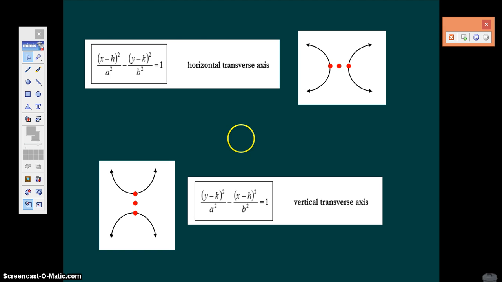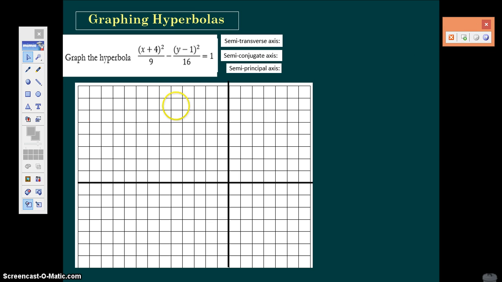Very important to remember here is that whichever is the positive term will have under it the square of the length of the semi-transverse axis, A. Always remember, A should be under the positive term. In this case, A is under x. Here, A is under y. And now let's begin graphing our hyperbola.